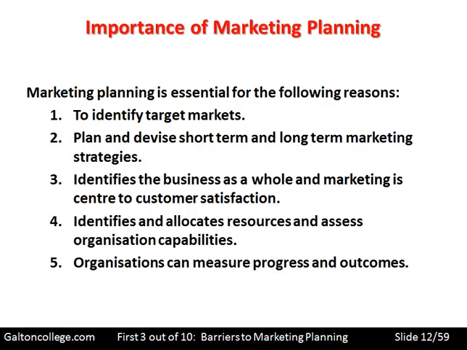Organisations can measure progress and outcomes. So it's important that companies can look at where they are now and where they want to be in 6 months' time, let's say. So they have some sort of benchmark. They've set up a benchmark for themselves, and then they can measure their progress towards achieving that. They can look at the outcomes of all the activities of the business, including marketing, and see to what extent they have achieved what they set out to achieve.